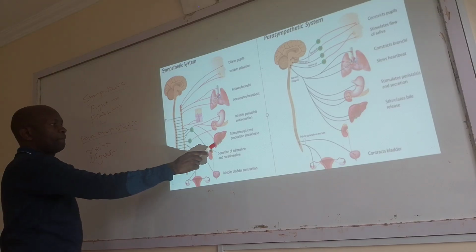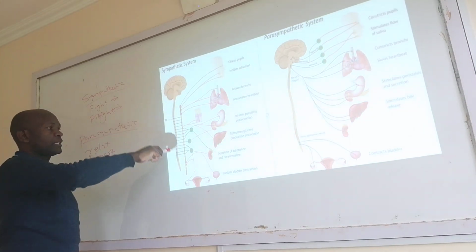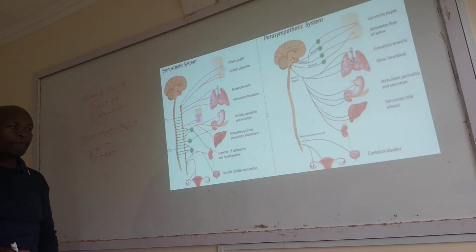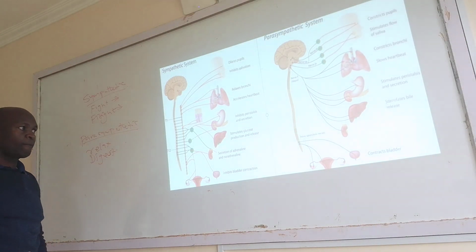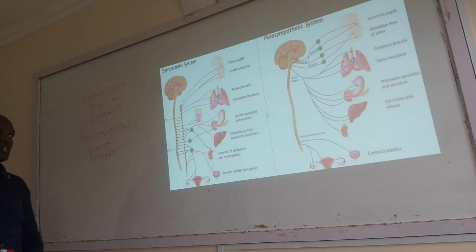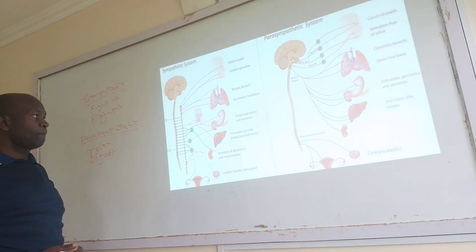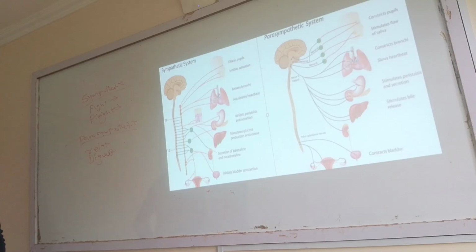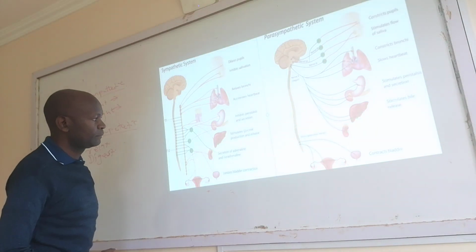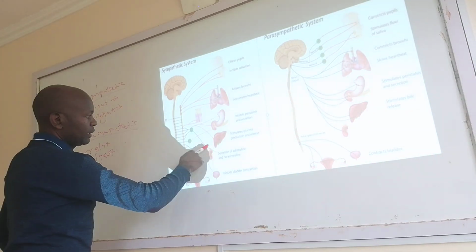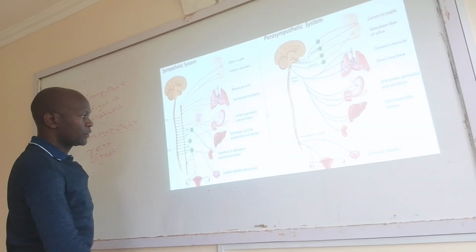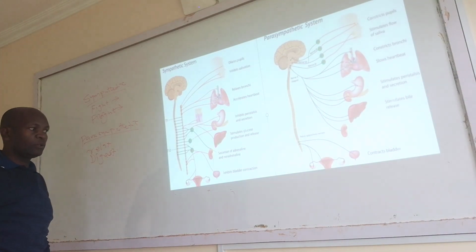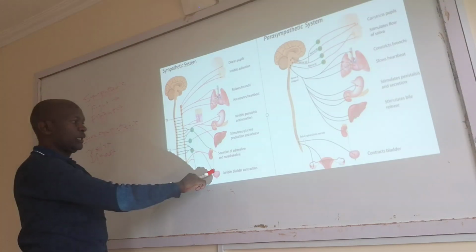In the liver, the sympathetic state will stimulate production of glucose to give you more energy. Remember, you are in a frightening state, so you need more energy so that you can tackle the problem. So the sympathetic will stimulate the liver to produce glucose. In the kidney, it will cause secretion of adrenaline, and it can inhibit contraction of the renal bladder.